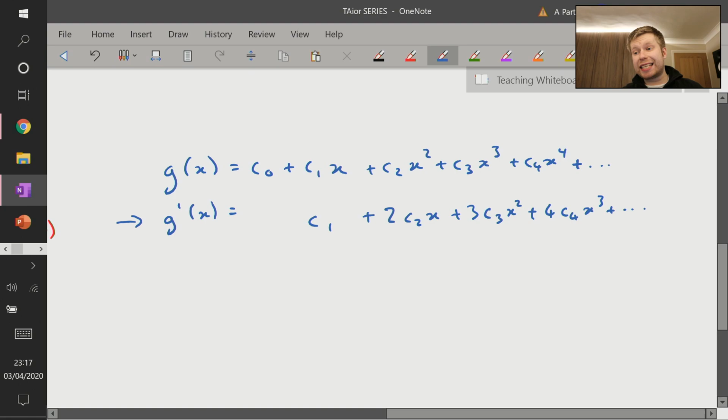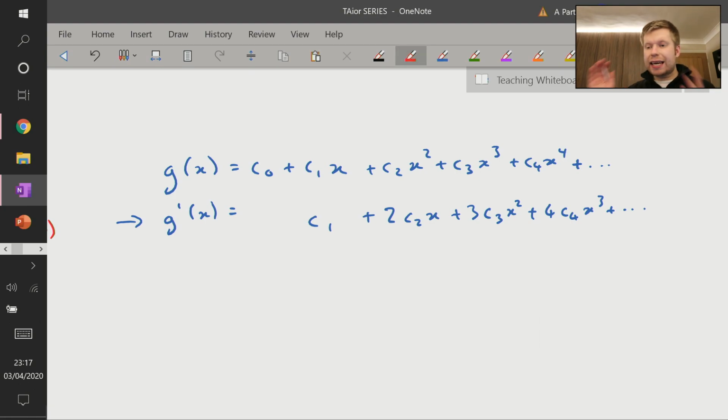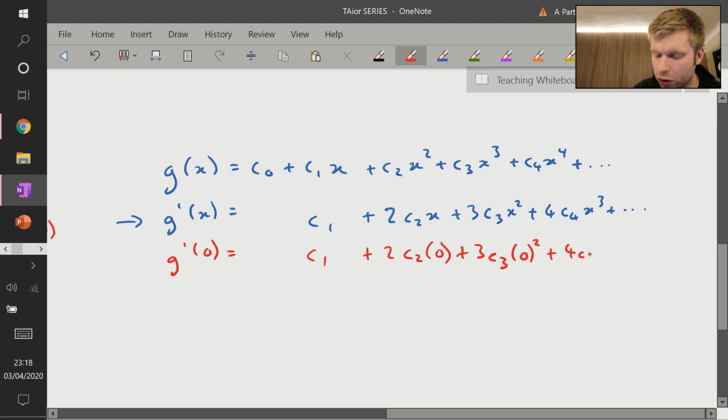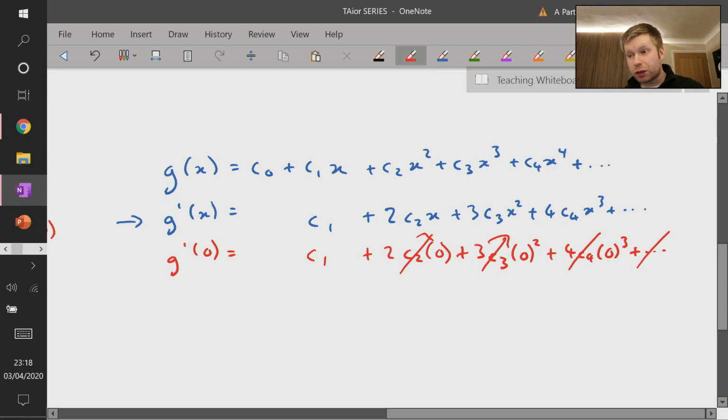Now what I want to do is stick in x equals 0. So if I stick in x equals 0, then g prime of 0, well, I've just got a number there, c1, so that's not going to change. Then I'm adding 2 lots of c2 times, you guessed it, 0. And in fact, every single term after that will always have a 0 in it, so it will just drop out to be 0. So every single term after this will always go to 0. Therefore, the derivative of my approximation function at the point x equals 0 is just going to be c1.